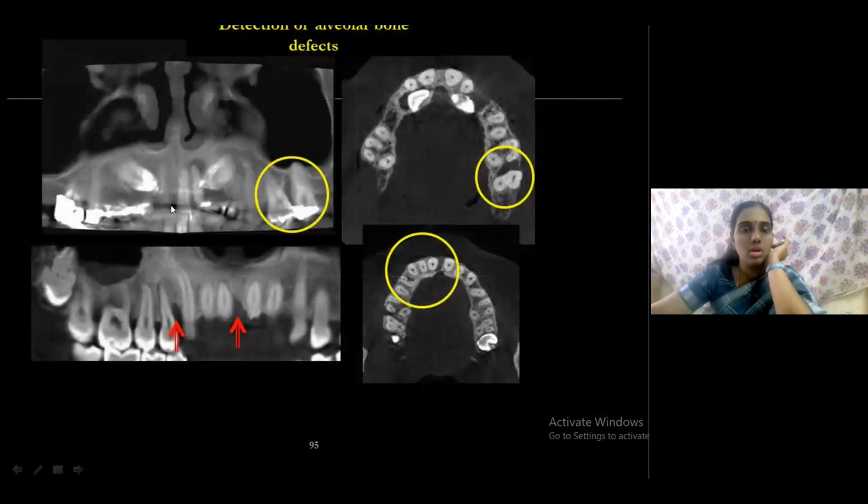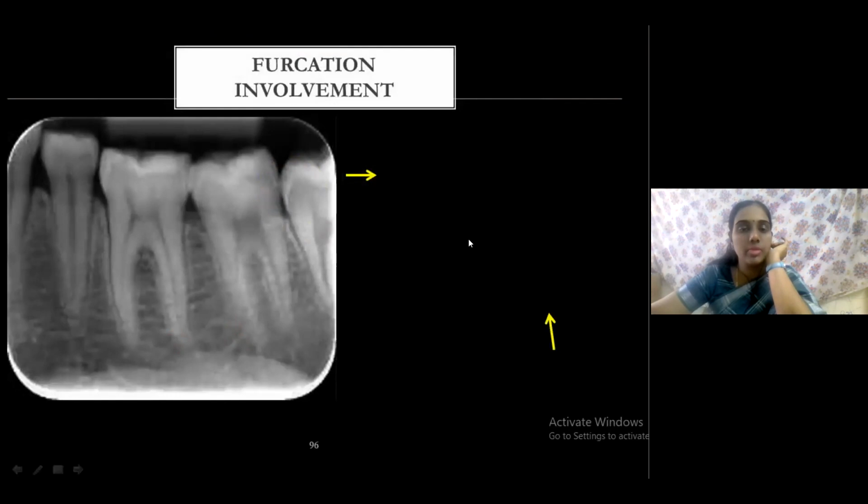Here is one more OPG section, which shows a vertical bone loss between the molars. And this is an axial section, which again shows you the exact extent. You can move the axial sections from top to bottom, that is, along the cephalocaudal direction, and then you can analyze the exact amount of bone loss. So this is the bone loss in the anterior regions. These are the implications of CBCT in periodontology.